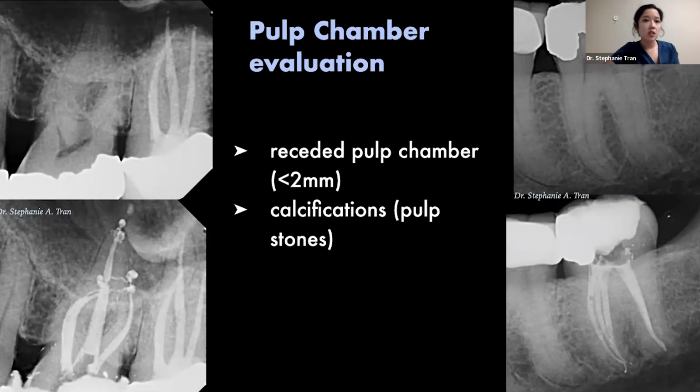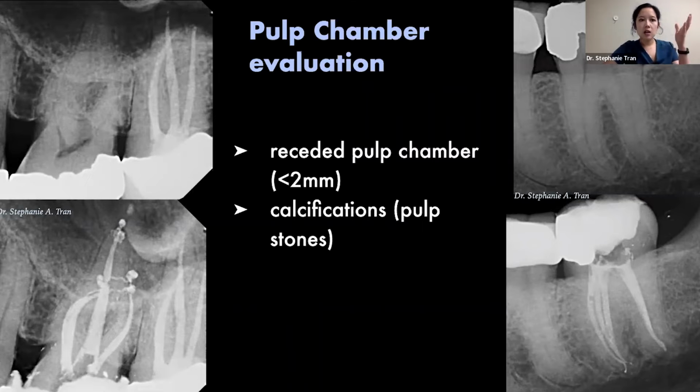One of those things is when there's restorative material close to the pulp, there's caries close to the pulp, or if there's some sort of other traumatic incidences like occlusion or cracks. Those things can cause the pulp to recede on the radiograph. What it's actually doing is building tertiary dentin or reactive dentin in response to these types of things.